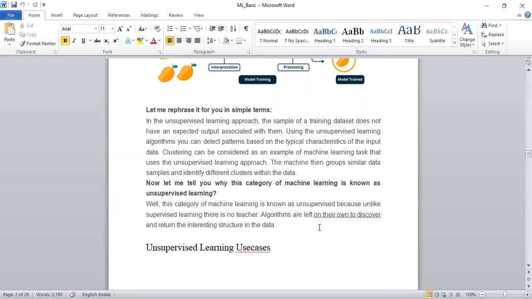Now let me tell you why this category of machine learning is known as unsupervised learning. It is known as unsupervised because, unlike supervised learning, there is no teacher. Algorithms are left on their own to discover and return the interesting structure in the data.